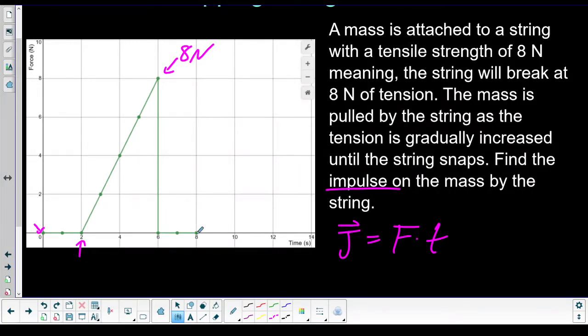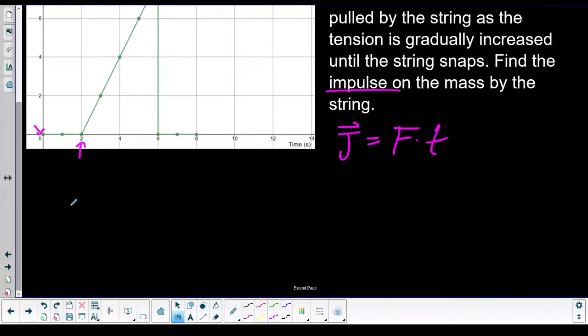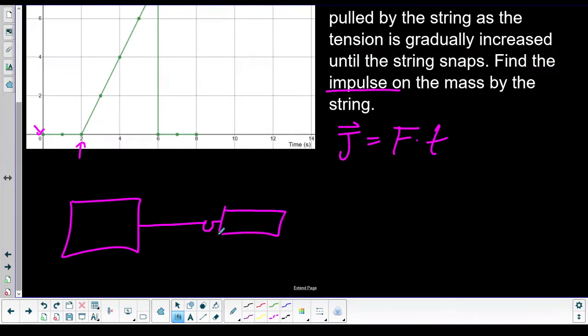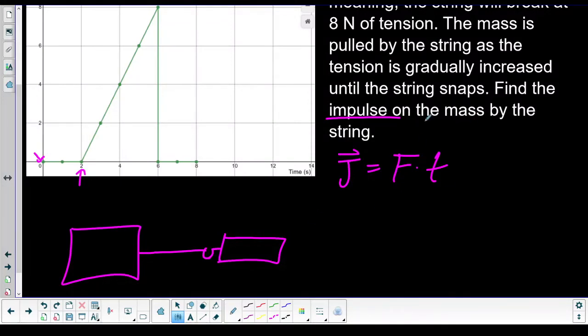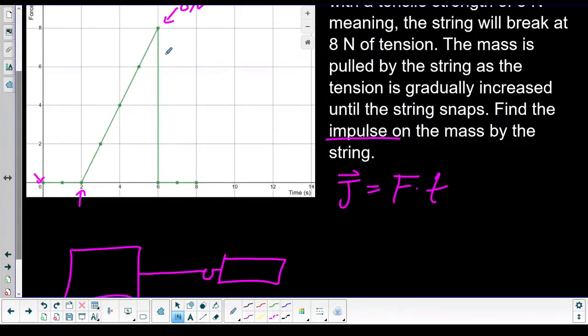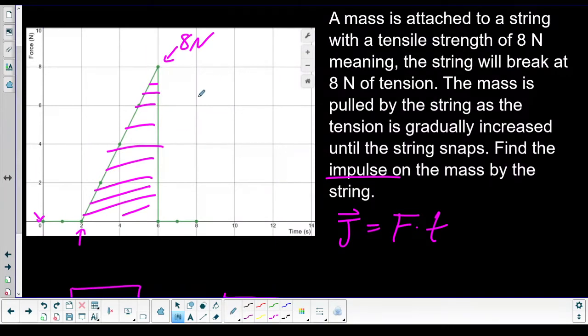Maybe on the other end of our string, we have a force gauge to get this. So the situation we're looking at is a mass with a string. And then on the end of the string, we've hooked this thing up to a little force gauge to get this graph. Now, to analyze the impulse, all we need to know is the area underneath this graph. So lucky for us, we went to elementary school, and we know that the area of a triangle is equal to 1/2 the base times the height.